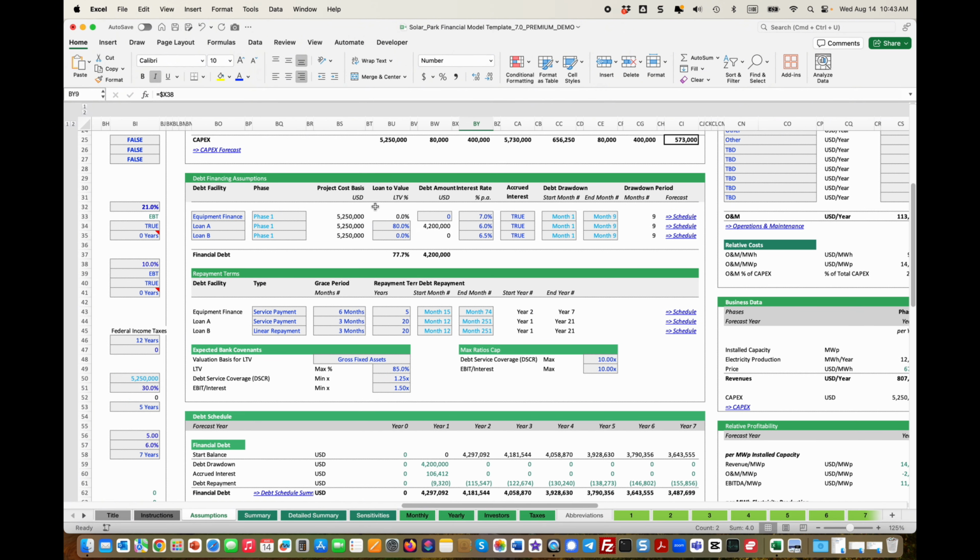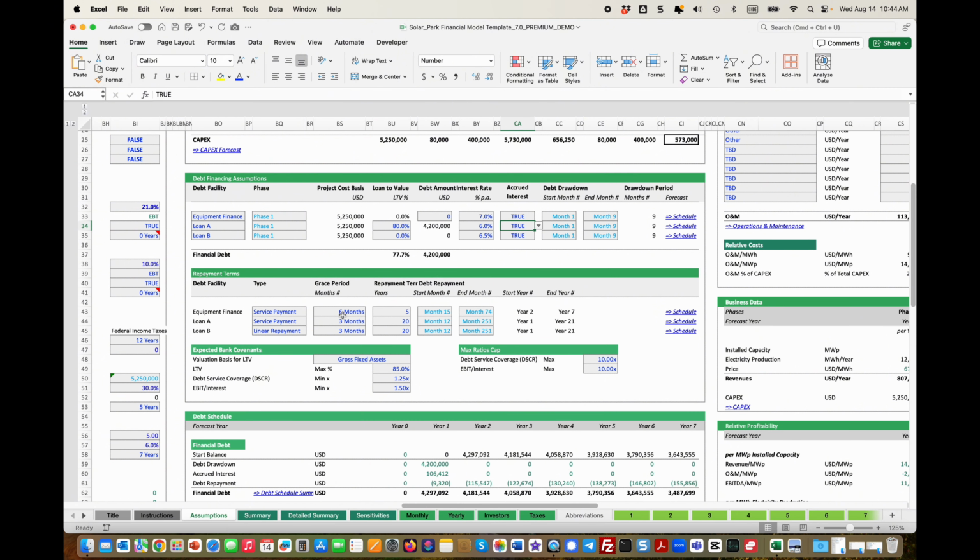The next assumption is financing. So we know now the total investment costs. How much of these investment costs are going to be financed by banks? And either we can enter here the loan to value ratio. How much of this amount is going to be financed by debt? What's the interest rate? Do we accrue the interest during construction? That's most likely a yes.